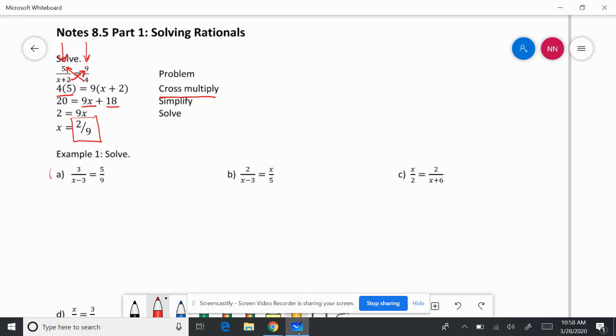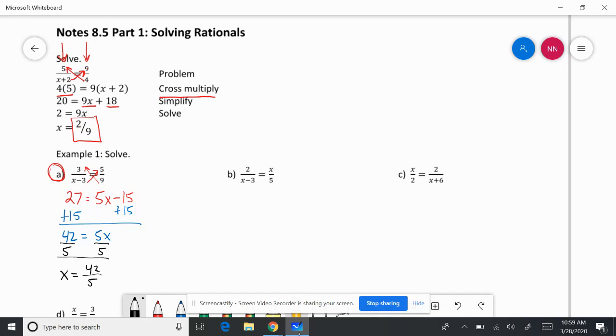Now, letter A is going to be similar to that method. We're going to cross multiply, and we get 27 is equal to 5x minus 15. Then what we're going to do is we're going to add the 15, and we get 42 is equal to 5x. So we're going to divide each side by 5, and our answer is 42 over 5.